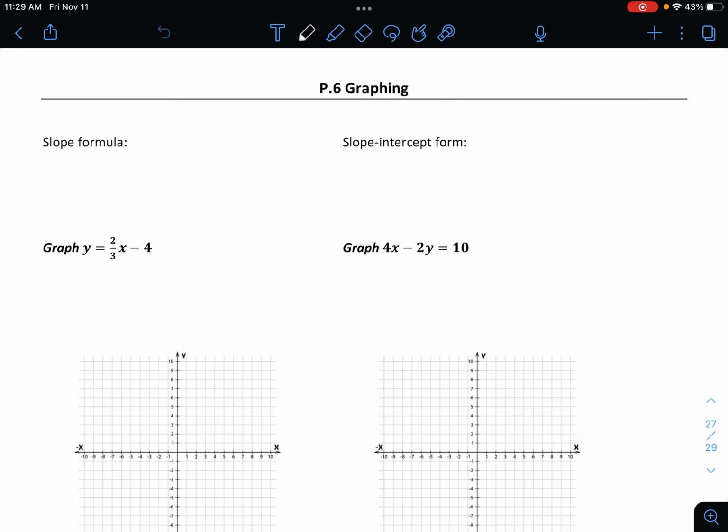All right, this last chapter, P.6, is going to be pretty quick. It's all review on graphing that we've done in Algebra 1, geometry, and even stuff that you've seen in pre-algebra.